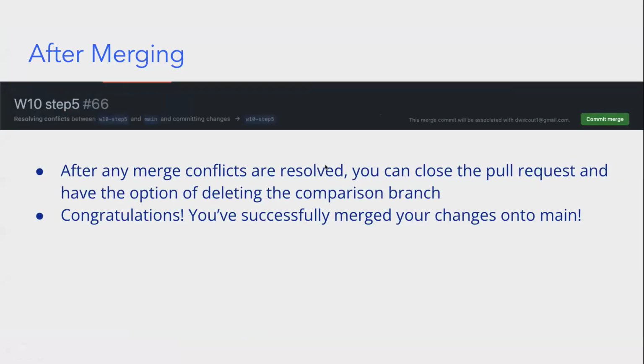All right, so after you resolve your merge conflicts, you can close the pull request, and then you have the option of just deleting your feature branch, which generally you should do so you don't have way too many branches. And also you're done with the feature, so you can just delete the branch. And yeah, that's basically it. Congrats, you've successfully merged your changes onto the main branch, and now the main branch will have your feature.